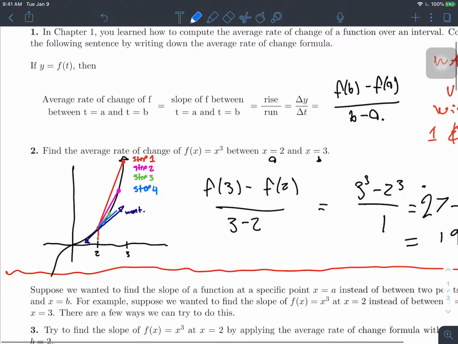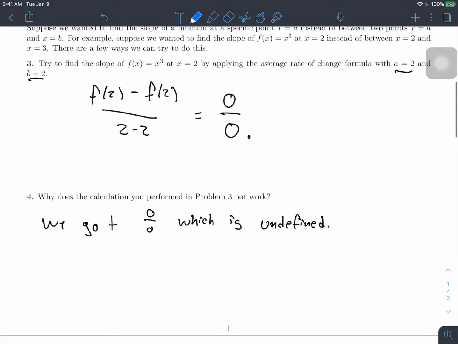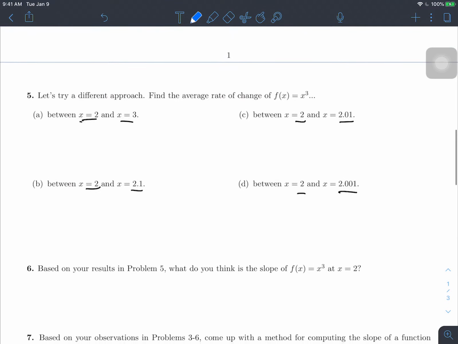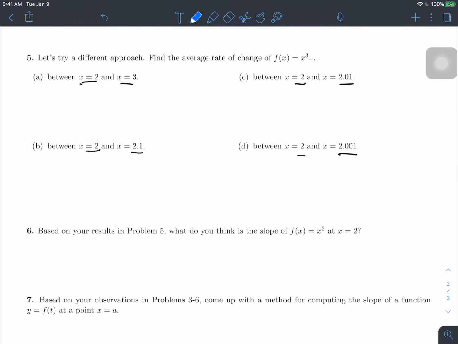So let's actually do that process algebraically. We're just going to use our average rate of change formula. First we did between x equals 2 and x equals 3. I think we already did that. We got the slope was something like 19. Now we're going to do part B. I'm just going to do b equal to 2.1 and a equal to 2. So what do we get? 2.1 cubed minus 2 cubed divided by 2.1 minus 2, which is just 0.1. If you do that, you get 9.261 minus 8 over 0.1, which is equal to 12.61, something like that.